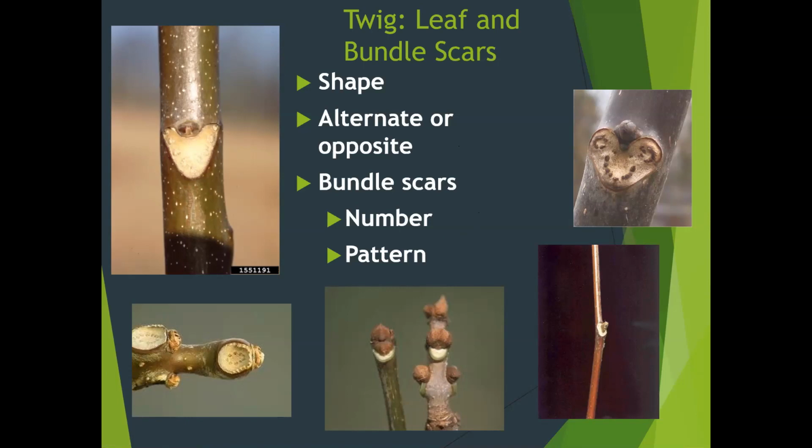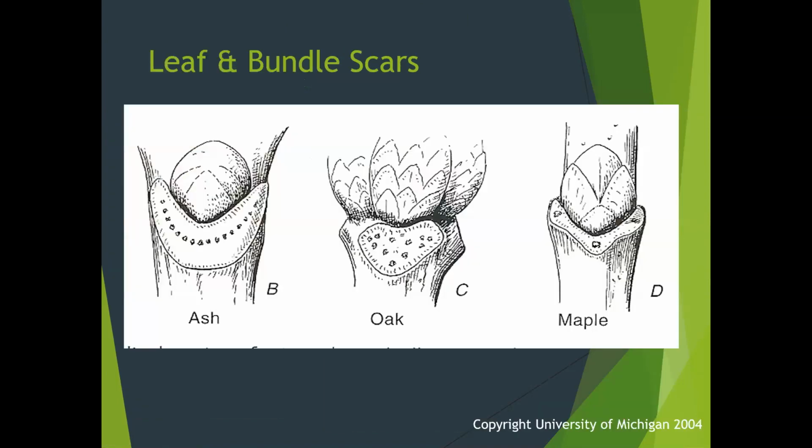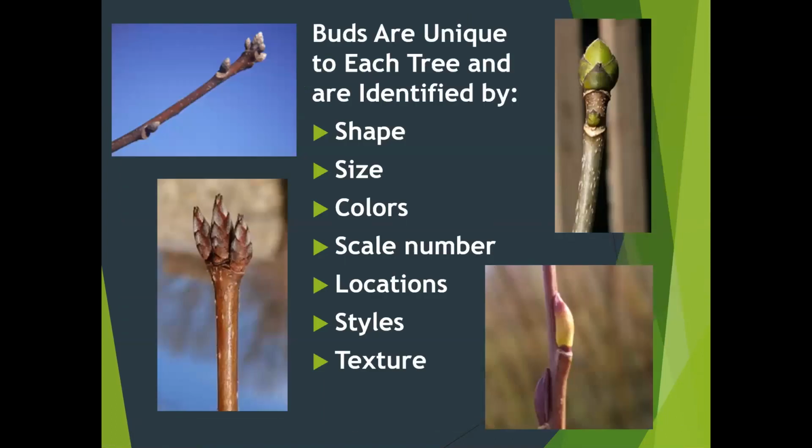And here's just a few more examples of leaf scars and bundle scars and the variety that you will see. And these are all maple buds. They're all very unique, and they can be identified by shape, size, colors, scale number, locations, styles, which we're going to get into in just a minute, and textures. They can be hairy or smooth or hard or soft. And so this is our example.